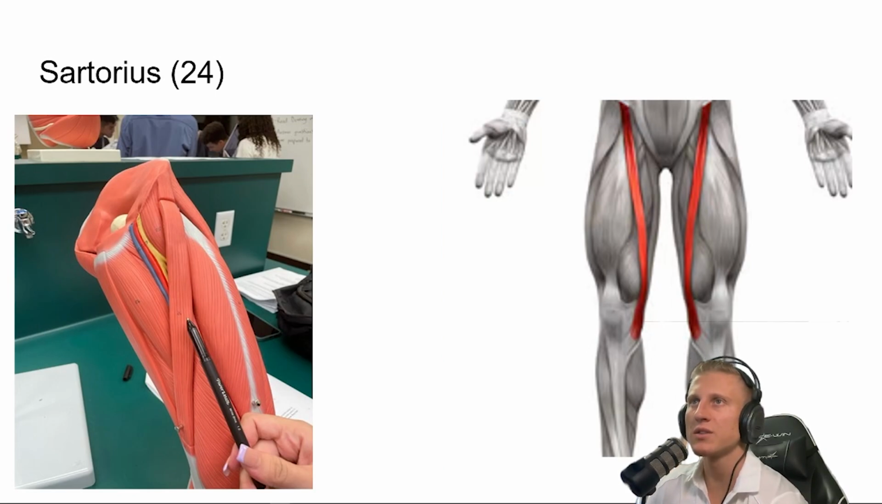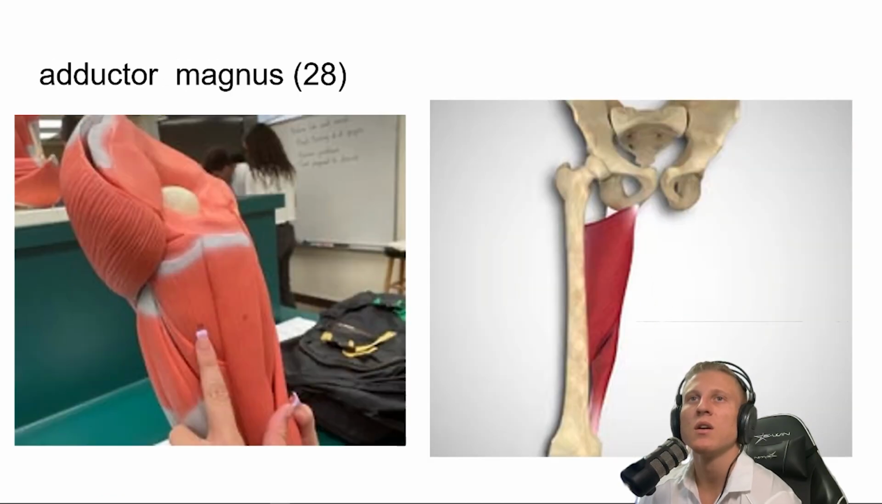All right, sartorius, that long muscle on our legs that crosses over the anterior surface. Don't need to highlight it. You can see it right here, very obvious. Not a big muscle, but pretty unique.